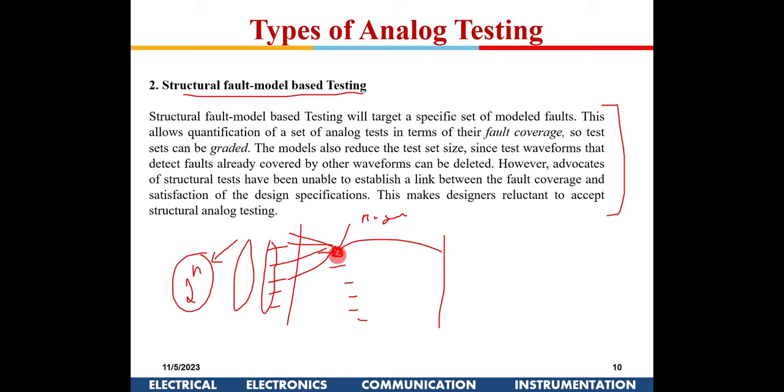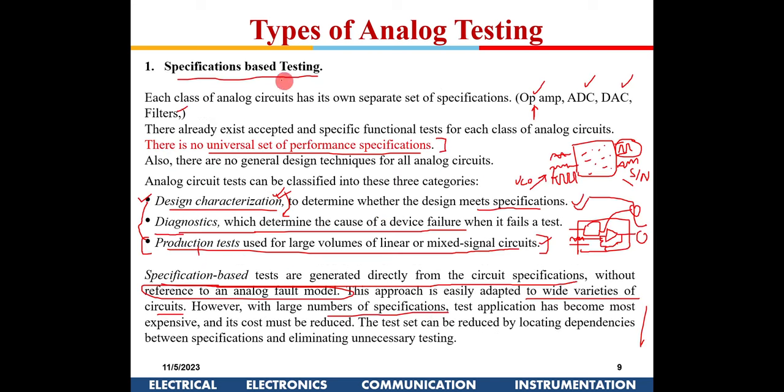On paper this philosophy looks good, but there are not many people who accept structural analog testing. We are still not at a stage where we can say this particular component is faulty, and if you check this, then these specifications together will or won't be met. That kind of mapping of structural faults to the output specifications is slightly difficult in analog circuits. Hence most of the testing today is specification based testing.